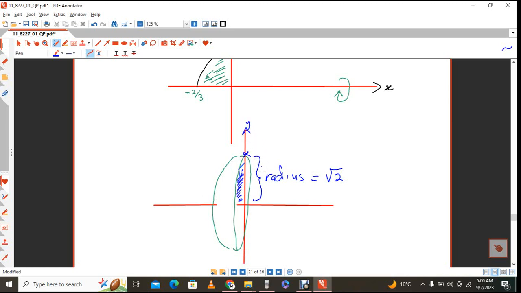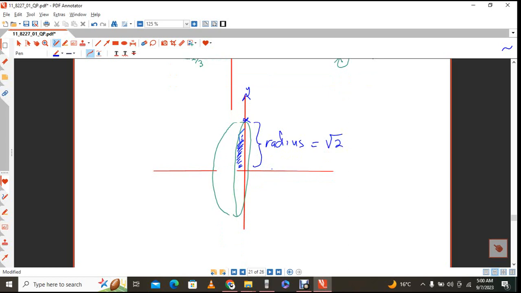And the height of the cylinder, which is the distance from here to here, this distance here, this could be the height. And that height is 2/3. Okay, it has to be an absolute value. So the height is 2/3.